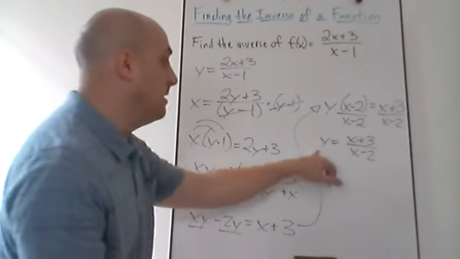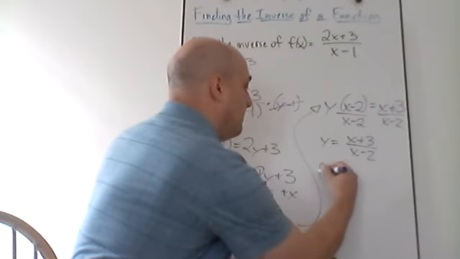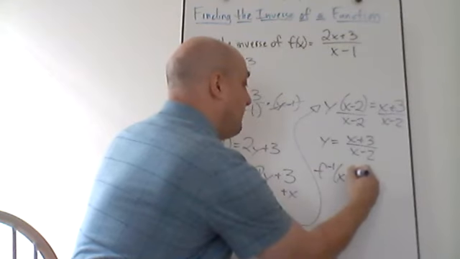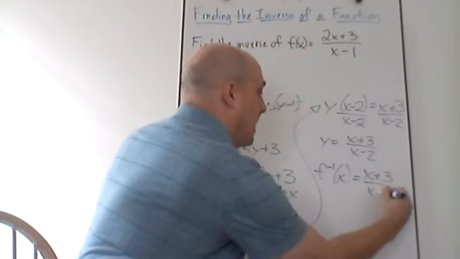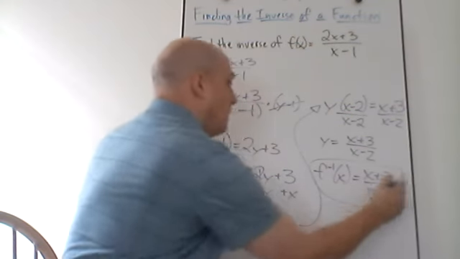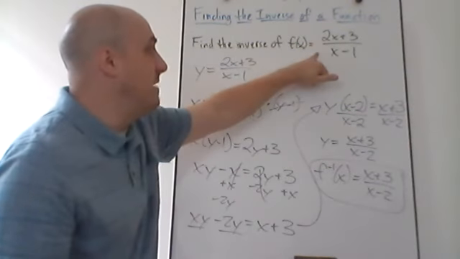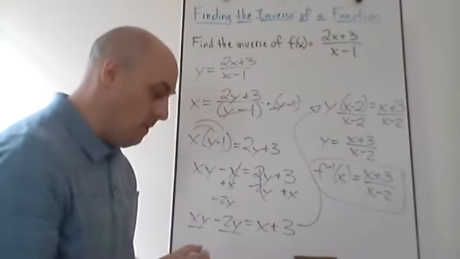And then the very last thing, I want to change y back to the function notation. So this is now f inverse of x equals x plus 3 over x minus 2. This would be the inverse function of f of x equals 2x plus 3 over x minus 1.